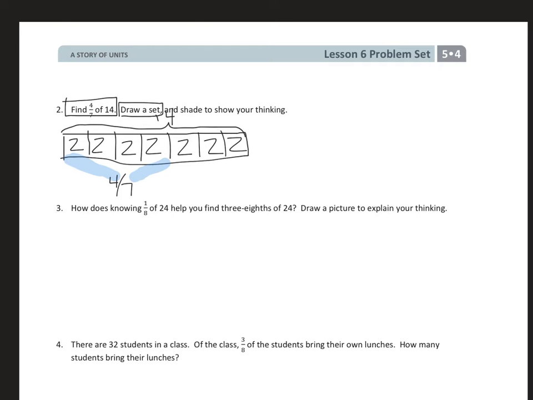Now we can actually figure out what 4/7 is by looking only at the 4 out of the 7 boxes. So I'm looking at these boxes right here. Each box has 2, and I need to multiply that by 4. And so the answer is 8. 4/7 of 14 equals 8. So let's write our equation out: 4/7 of, not 18, of 14 equals 8.